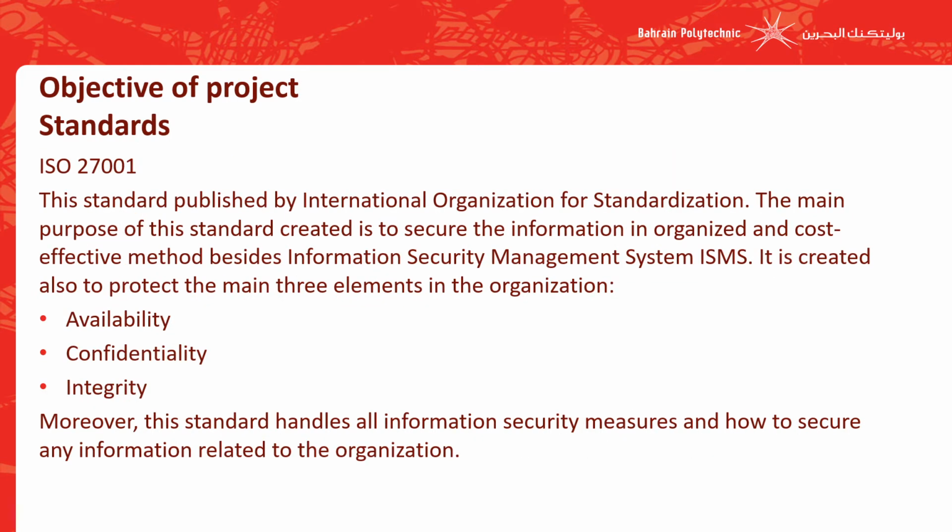The standards that should be used are ISO 27001 and ISO 27005. Both of them are related to the International Organization for Standardization. To begin, ISO 27001 is created to secure information in an organized and cost-effective way, besides the Information Security Management System. Also, it's created to protect the three main elements, CIA: confidentiality, integrity, and availability. This standard handles all information security measures and how to secure any information owned by or related to the organization.